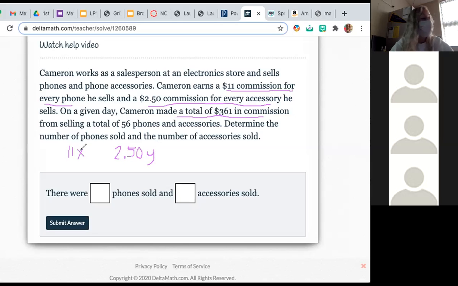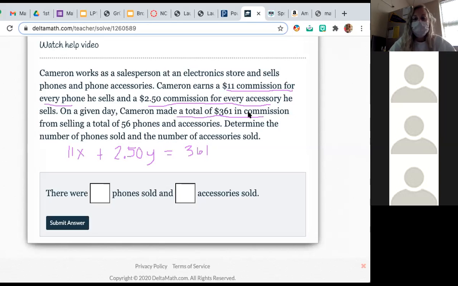So what should I do with these 2 things? Total means add, and what should they equal? Good job, y'all. 361. Is everybody okay there? You good? All right, so let's find the next one.